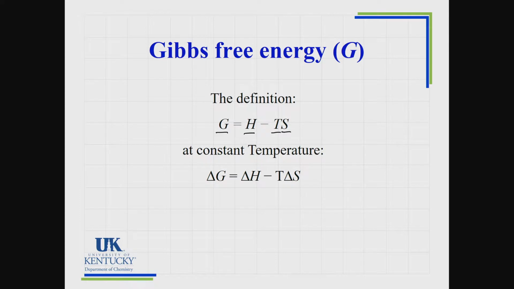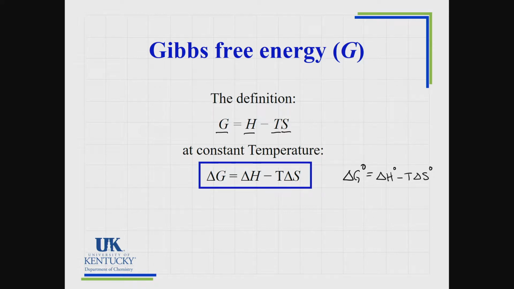Our working definition at constant temperature looks like this. And this equation is true both not in standard state conditions and in standard state conditions. So I will go ahead and rewrite it. If everything is 1 atmosphere, then we can monitor it with standard state conditions. This is an equation that you need to commit to memory: delta G equals delta H minus T delta S.